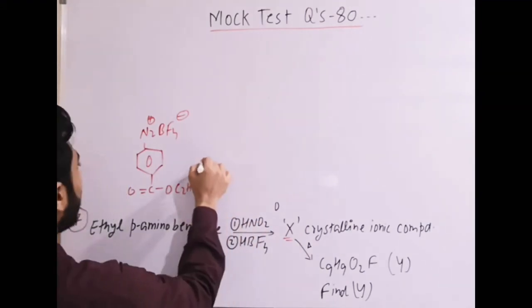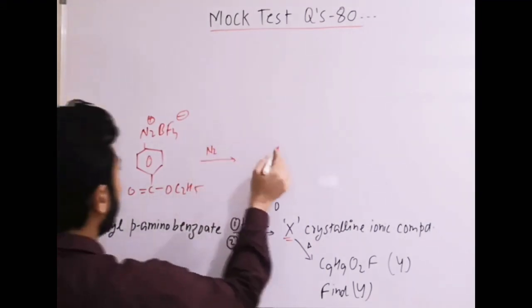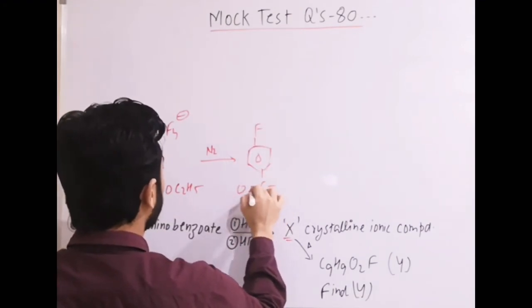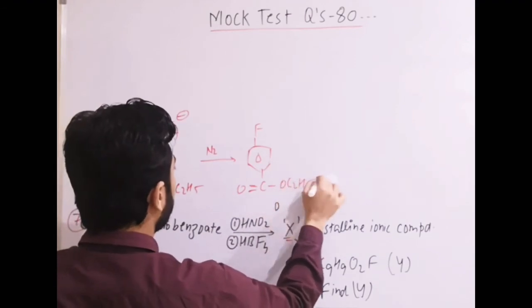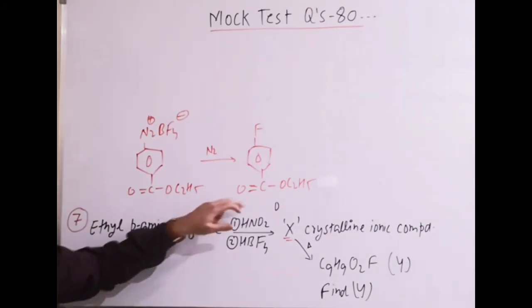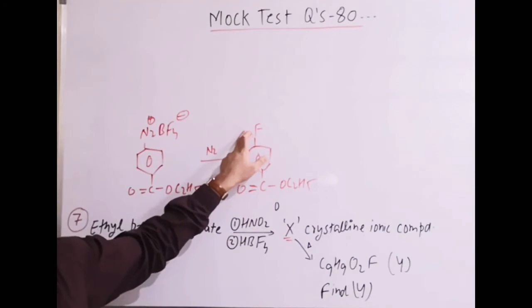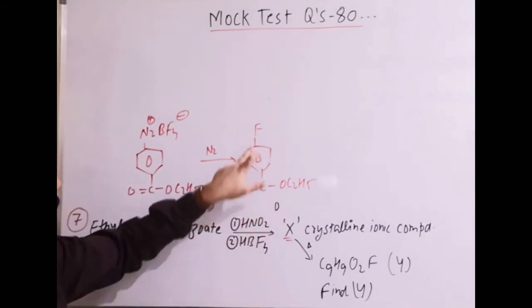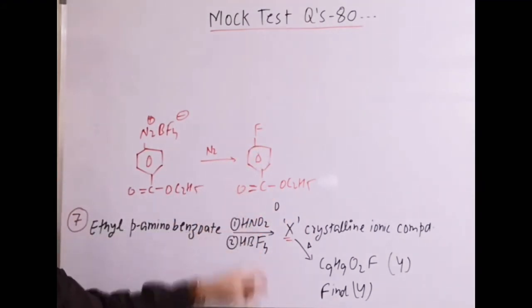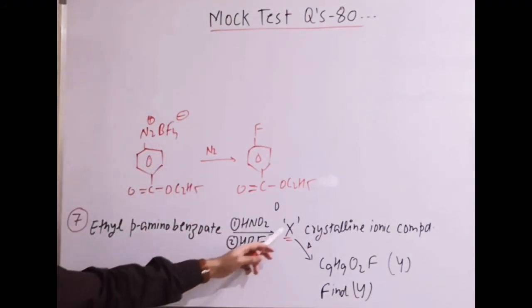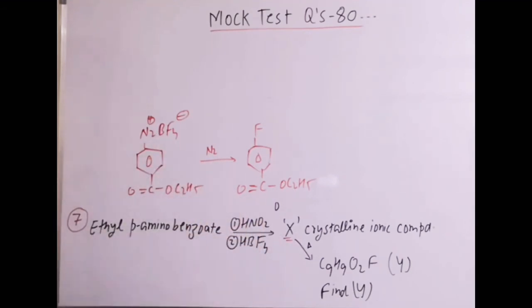Now on heating it evolves N2 and BF3 also goes off, and it finally gives fluorine on the ring, and the compound is the same here, C double bond O, OC2H5 is there. C9H9O2F is the final compound Y formed, which is ethyl parafluorobenzoate. That is the answer for this question. First is the standard reaction, which is diazonium salt formation, then with HBF4, and then heating will finally give fluorobenzene, but here the other group is an ester group.